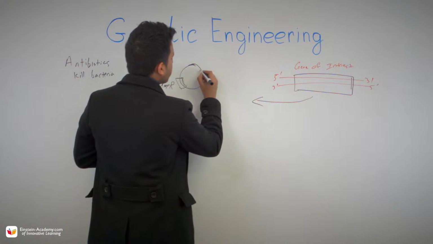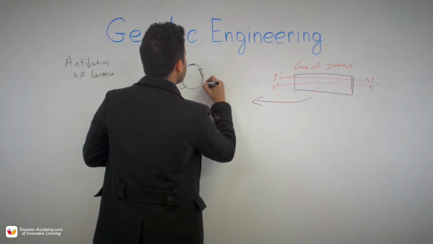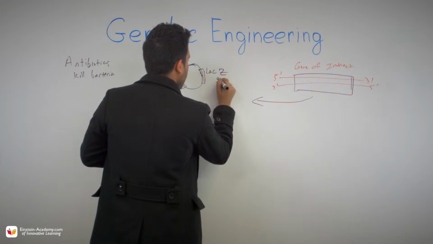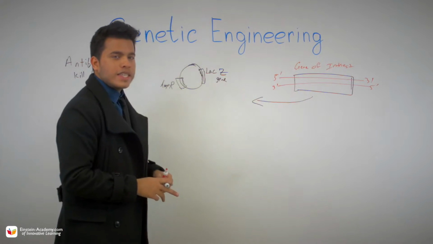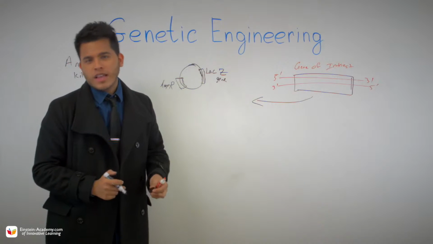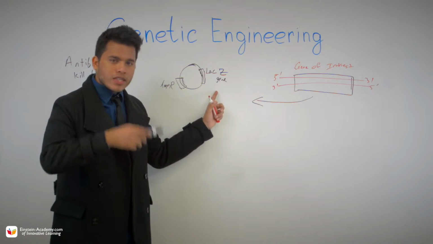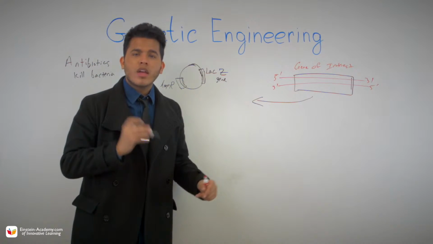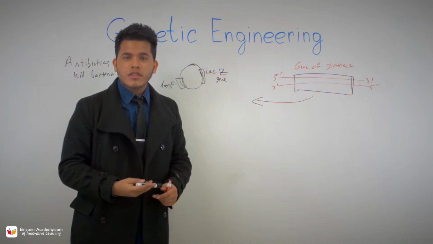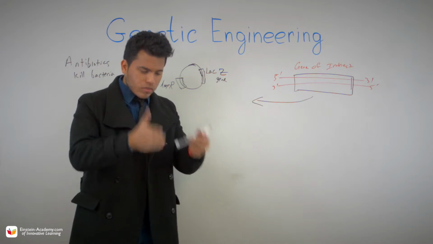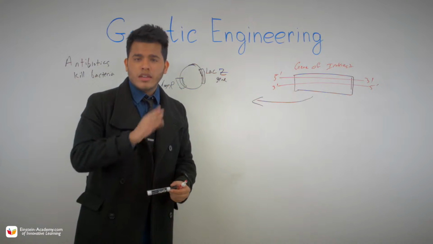So we have an AMP-R region over here, and we also have a gene called the LAC-Z gene. If you remember the LAC-Z gene from when we did prokaryotic gene expression, you'll remember that the LAC-Z gene synthesizes an enzyme called beta-galactosidase. And beta-galactosidase can take lactose and hydrolyze it and break it apart.